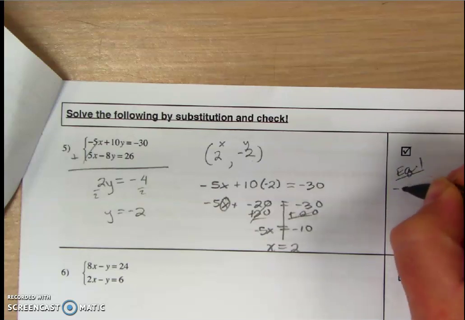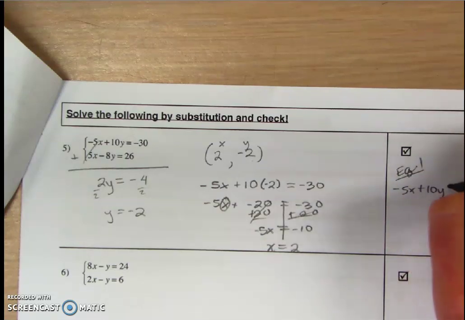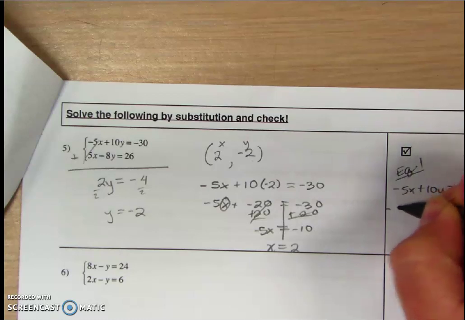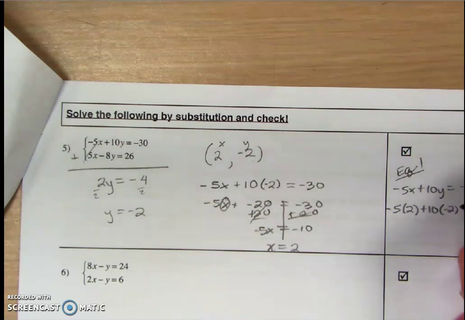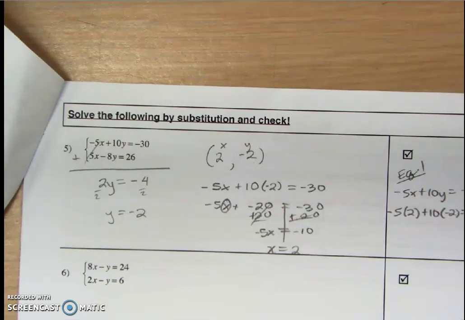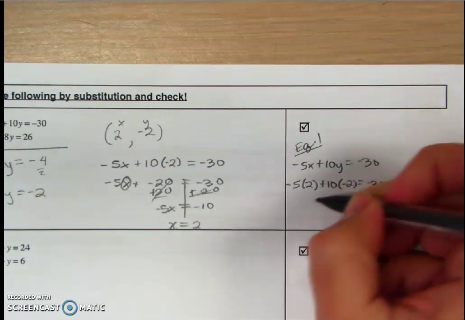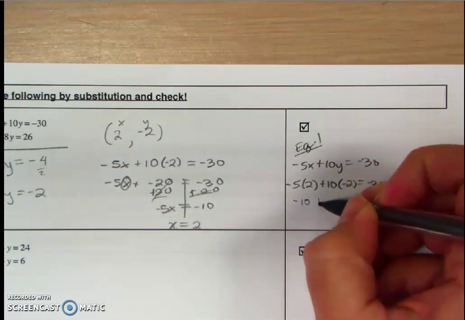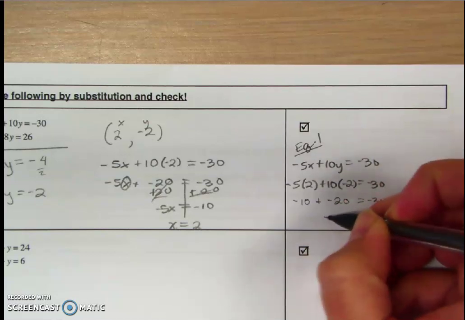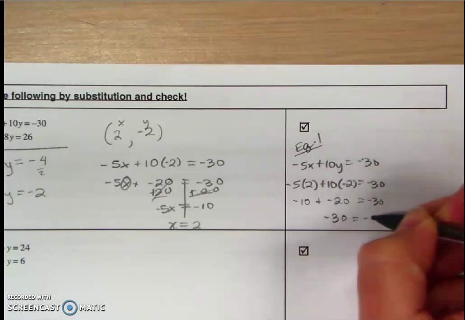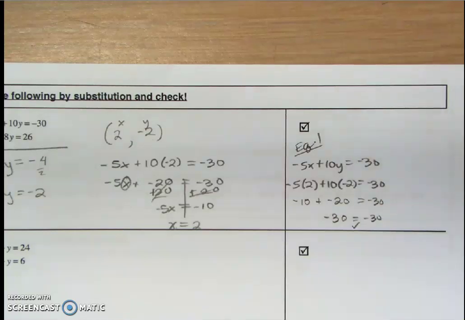Equation 1 was negative 5x plus 10y equals negative 30. That means I should have negative 5 times 2 plus 10 times negative 2 should equal negative 30. Negative 5 times 2 is negative 10, plus negative 20 should equal negative 30. These are both negatives, so I combine them together, and it does come out to negative 30. So I know it's correct.